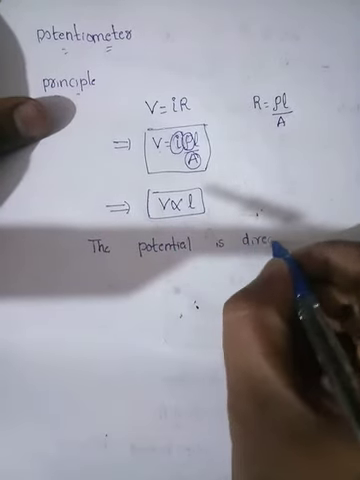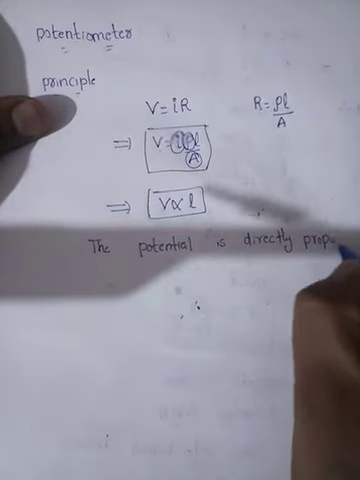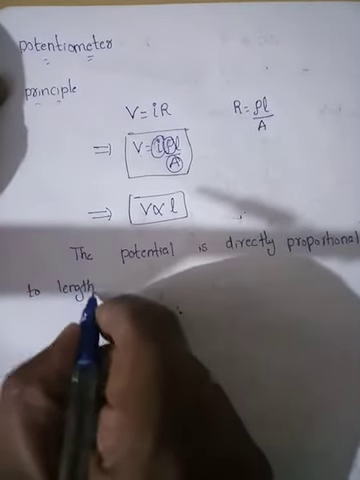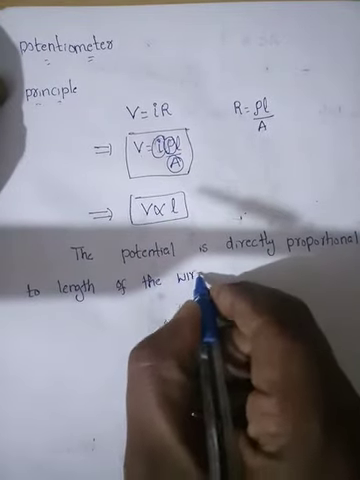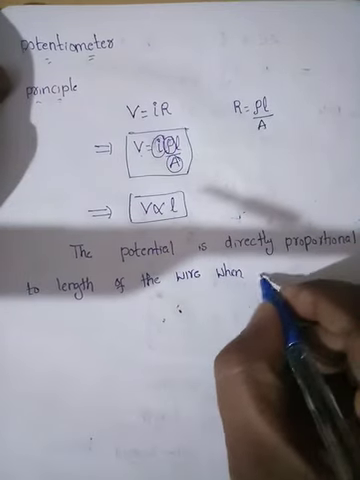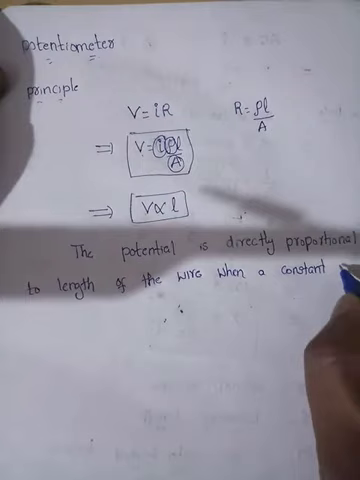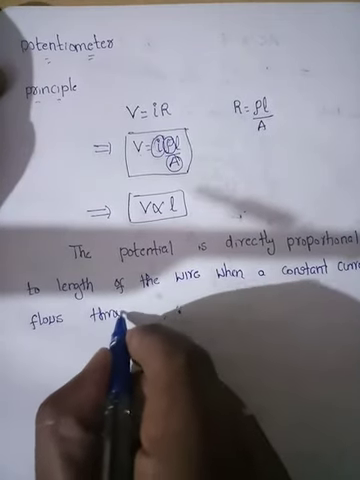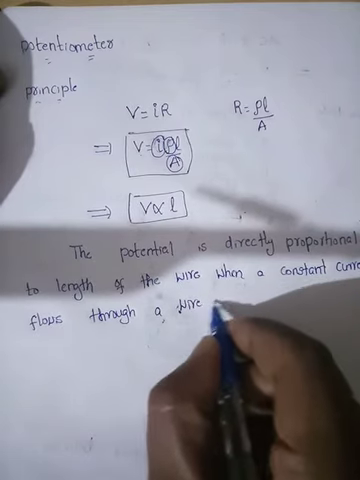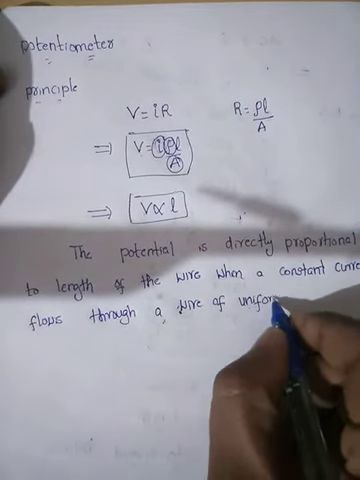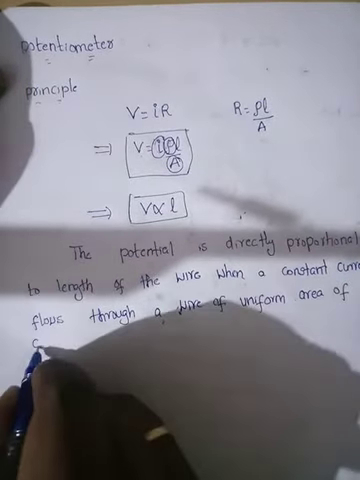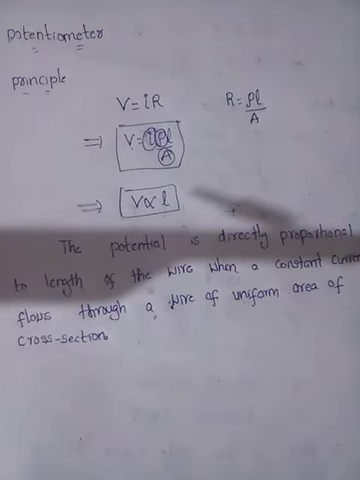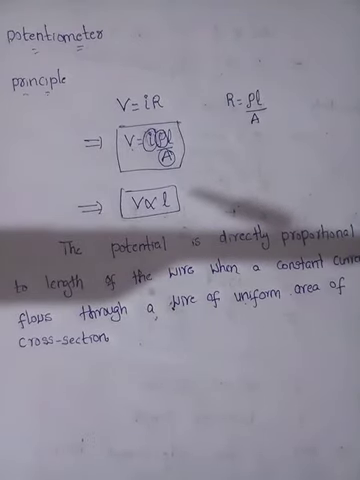So we can say that the potential is directly proportional to the length of the wire when a constant current flows through a wire of uniform area of cross section.